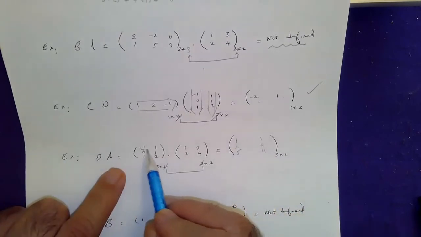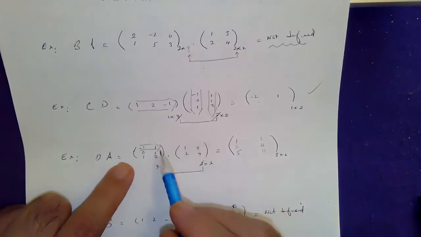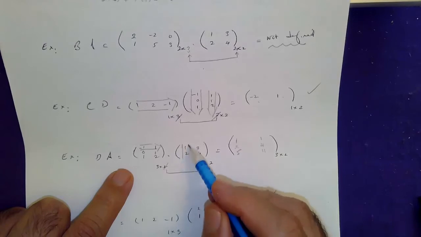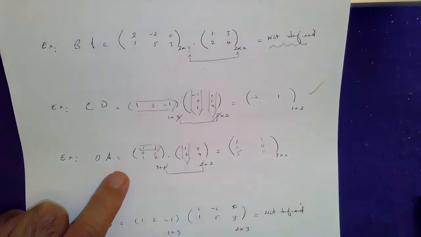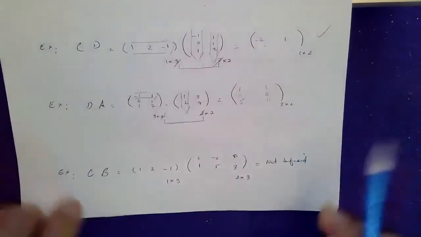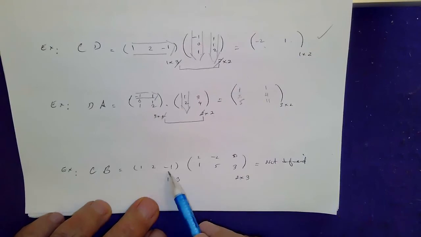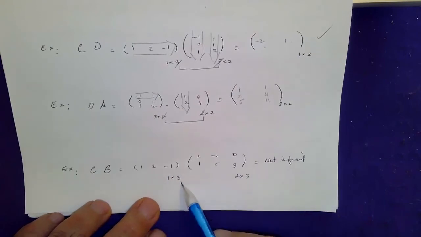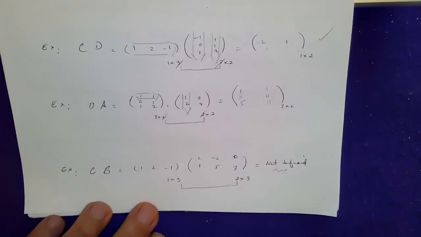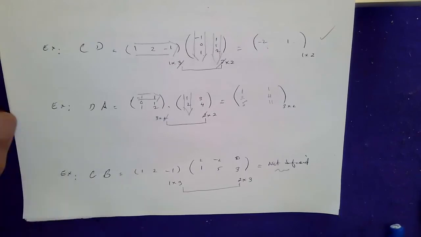You know how I got it, don't you? I took the dot product of the row in matrix D with the column vector in matrix A. So I'm taking the dot products. Okay, the last one is what? C times B. So this is 1 by 3, that's 2 by 3, but remember these guys don't match, so the multiplication is not defined.